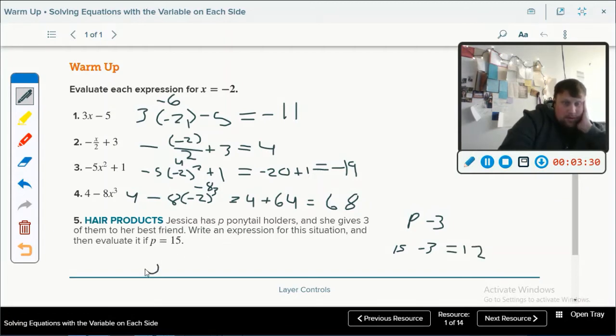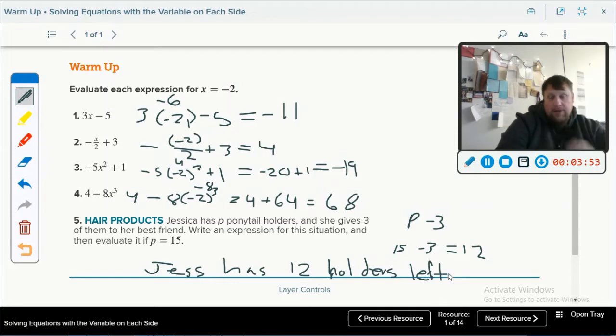So we're going to say Jessica has 12 holders left. Remember, a word question gets a word answer. Normally I'd say ponytail holders, but I'm spelling with my mouse. So not as awesome. Just throwing that out there.